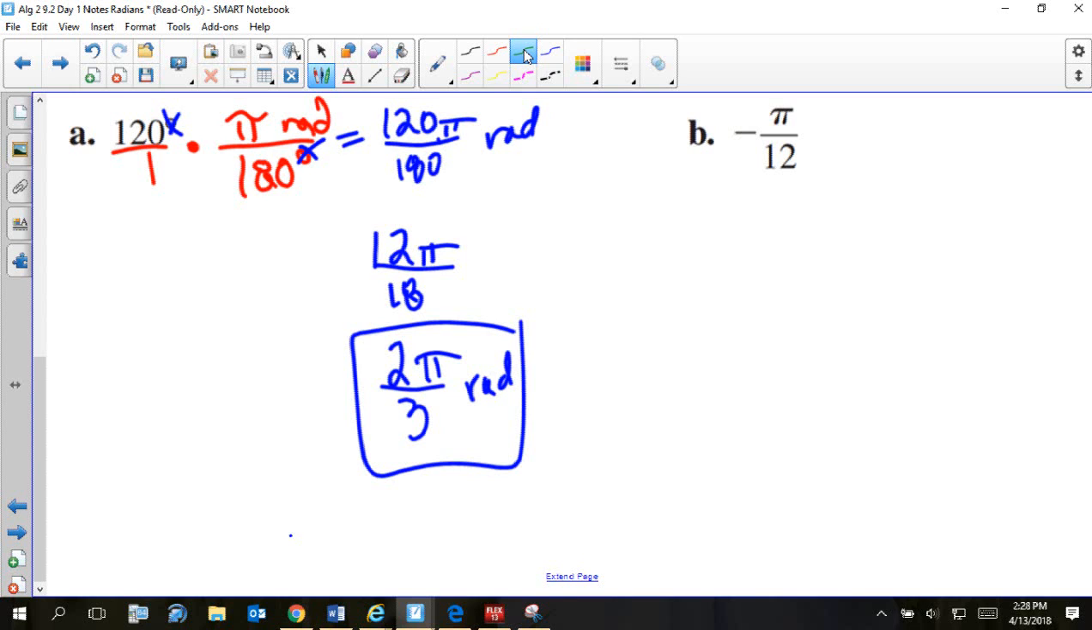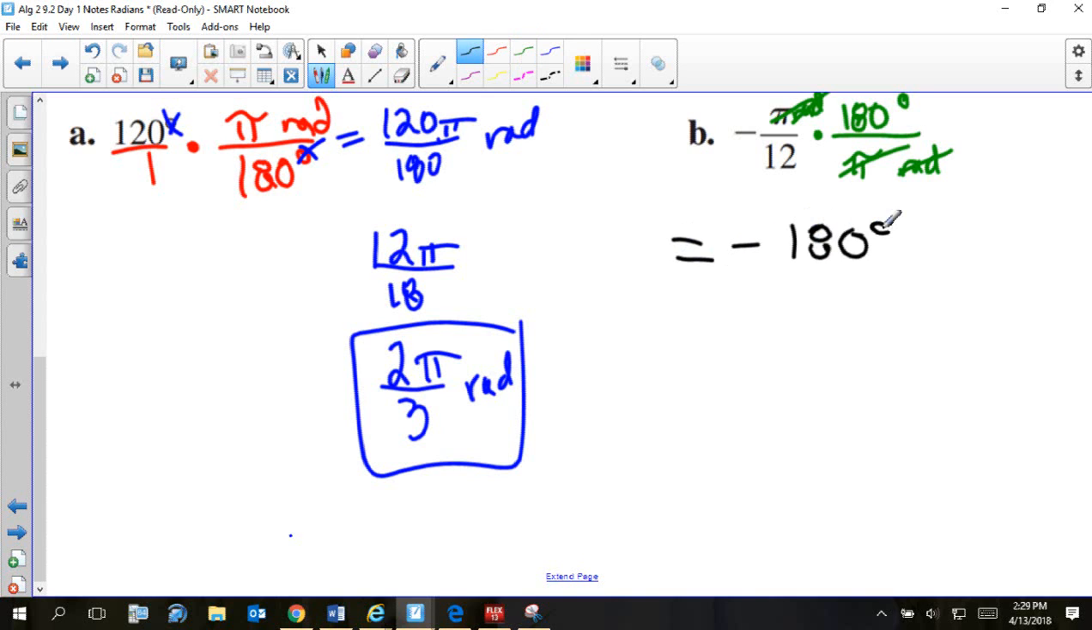So how we can tell that this is in radian form is that there's no degree symbol. So I need to convert it to degrees. I'm going to multiply by something that has radians on the bottom and degrees on top. So 180 is equal to pi. But I know that the radians go on the bottom, so that pi radians cancels with pi radians. We multiply straight across, you get negative 180 degrees over 12. And then you divide those, and you get negative 15 degrees. So there's your conversions.